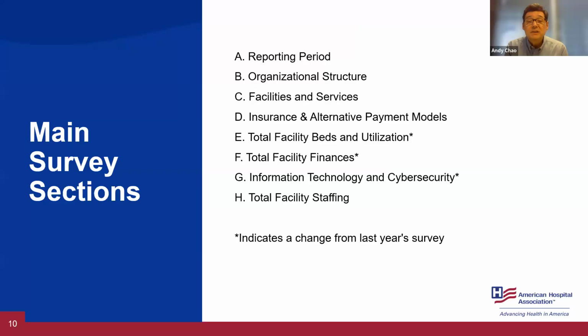The survey, as I mentioned, is extensive, about 1,300 data fields. It's divided into sections that include general organizational information, locations, ownership type, system affiliations, types of facilities and services provided, payment models, capacity and utilization rates, information technology details, staffing levels on a variety of different roles, and certain financial information.